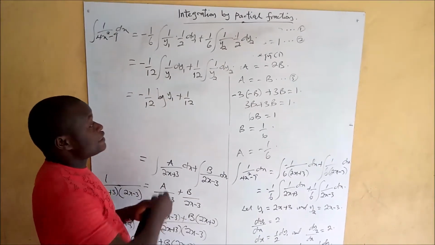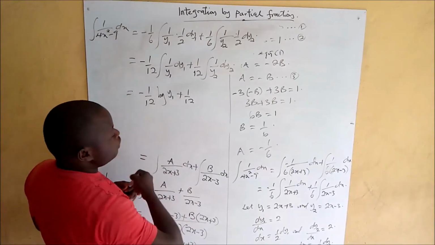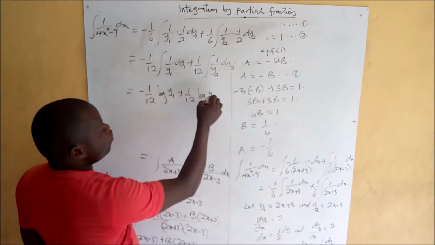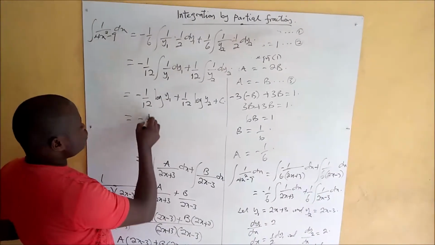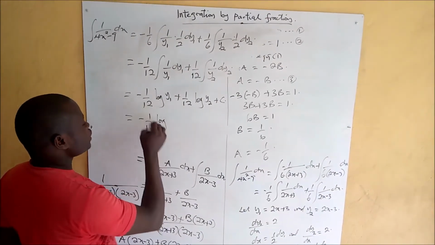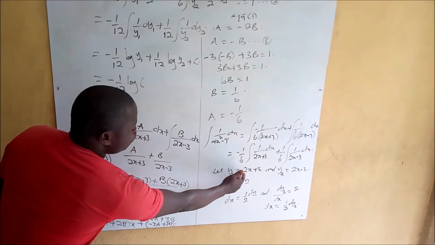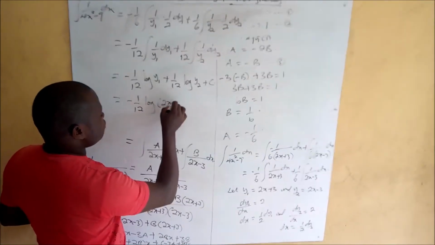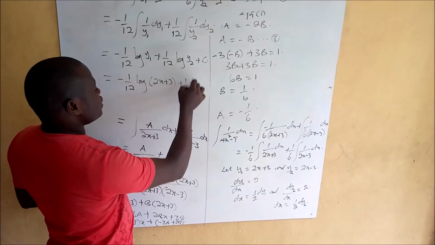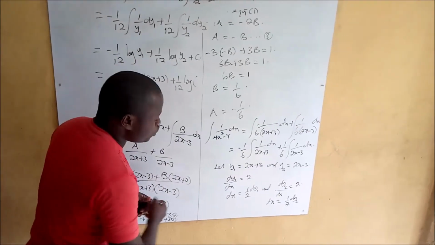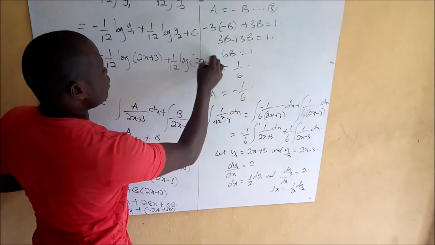Now look at the second one. If you differentiate the denominator, it definitely gives you the numerator. So as such, the integral of that is log of y2, then plus constant of integration. So this will be equal to minus 1 over 12 log of y1. Remember, y subscript 1 was 2x plus 3, so you replace 2x plus 3 for y1. Then plus 1 over 12 log, you replace y2, which was 2x minus 3.